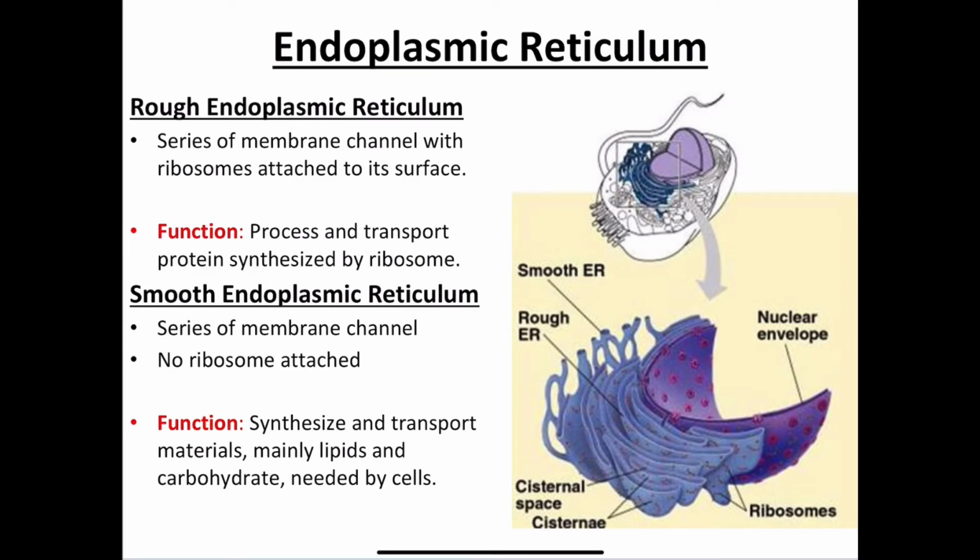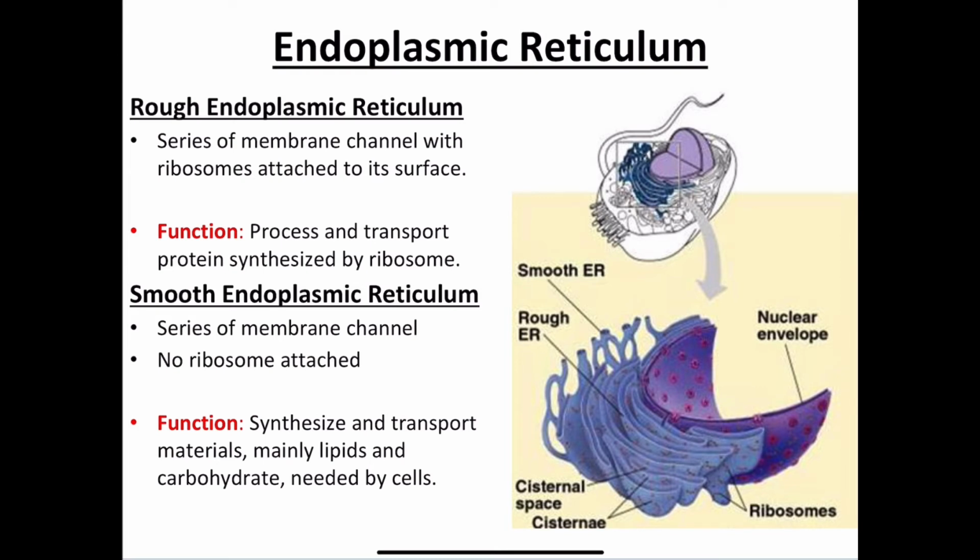So endoplasmic reticulum ada 2 types. Rough endoplasmic reticulum yang kasar dan smooth endoplasmic reticulum yang licin. So rough endoplasmic reticulum is a series of membrane channel with ribosome attached to its surface. So dia adalah channel-channel ini, lorong-lorong ini. Kita boleh nampaklah channel-channel ini. Tapi untuk rough endoplasmic reticulum, the surface ada banyak ribosome. So ada banyak ribosome yang melekat-lekat di surface dia, making it appear rough. Okay, membuatkan dia nampak kasar. Sebab itu nama dia rough endoplasmic reticulum.